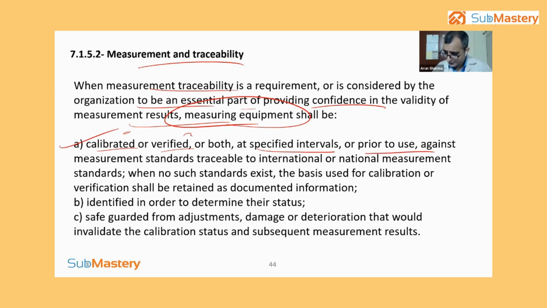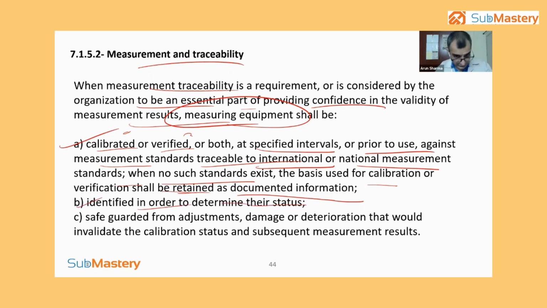At specified intervals, prior to use, against measurement standards traceable to international or national measurement standards. Now this is very important. That equipment is calibrated to whom? It should be traceable to an international or national measurement standard. And if there is no such standard, the basis used for calibration or verification shall be retained as documented information. If there is no traceability for some equipment, you should keep a record of the basis on which you have qualified it.